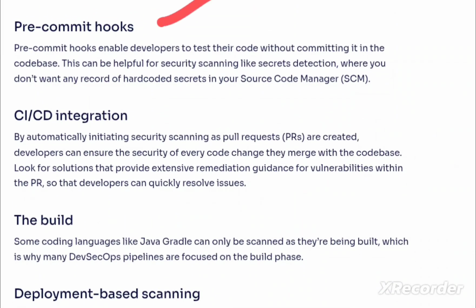And pre-commit hooks. What exactly do the pre-commit hooks do? They enable your developers to test their particular code without committing into your production or staging or your existing code base. These pre-commit hooks can help with security scanning, like secret detection, where you don't want to record any hard-coded secrets in your source code management, that is SCM.